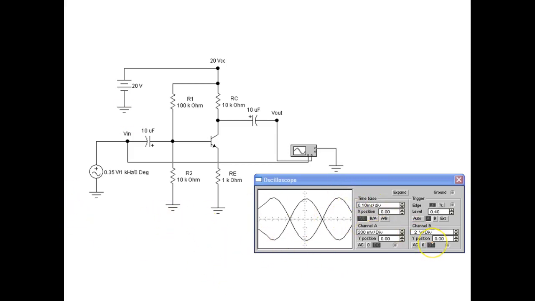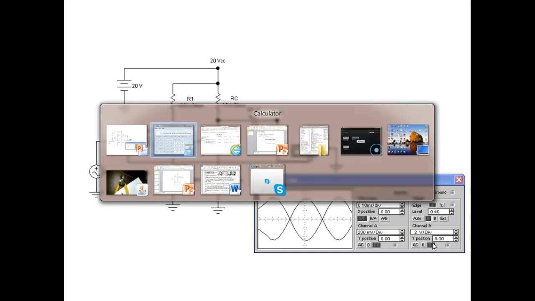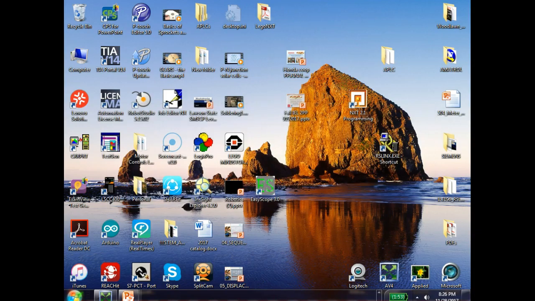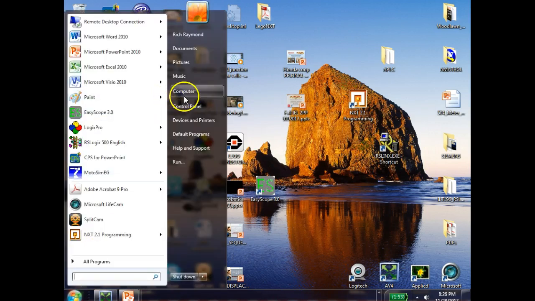So let's calculate this one. Oh, we've already calculated this one. Ah, dang it. That was the same one we calculated before, guys.